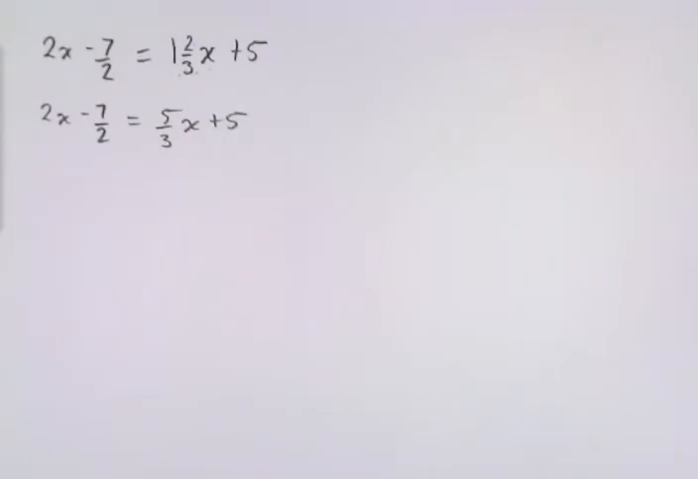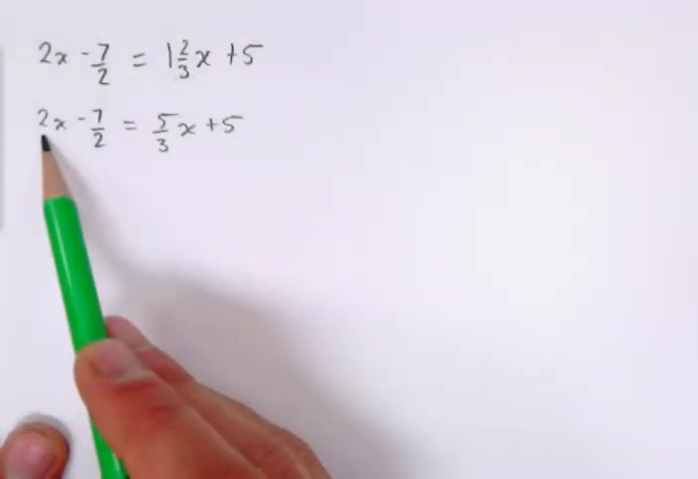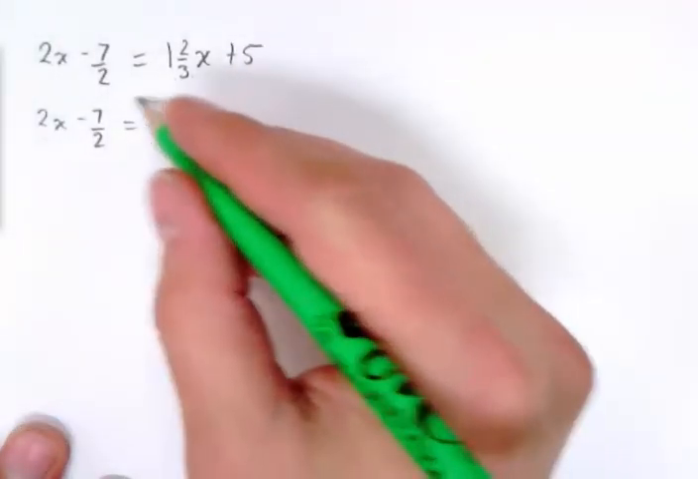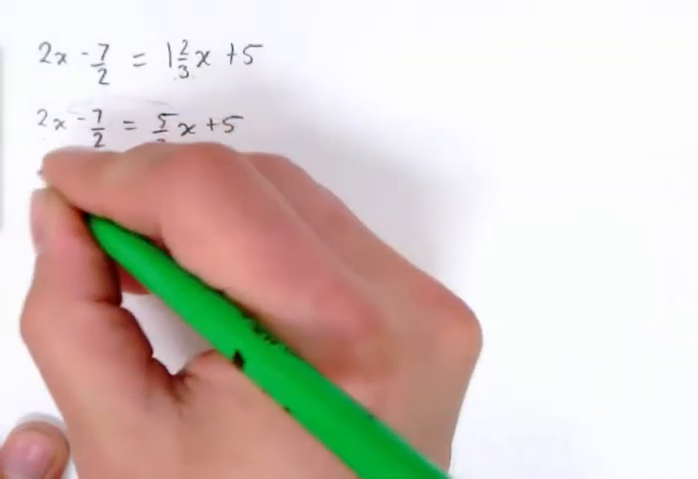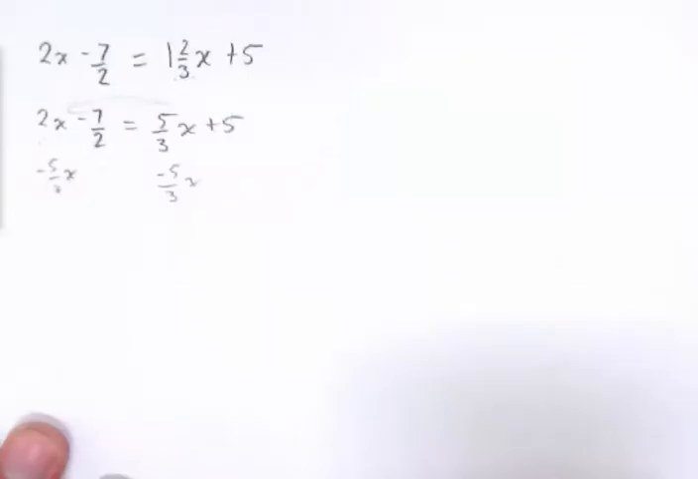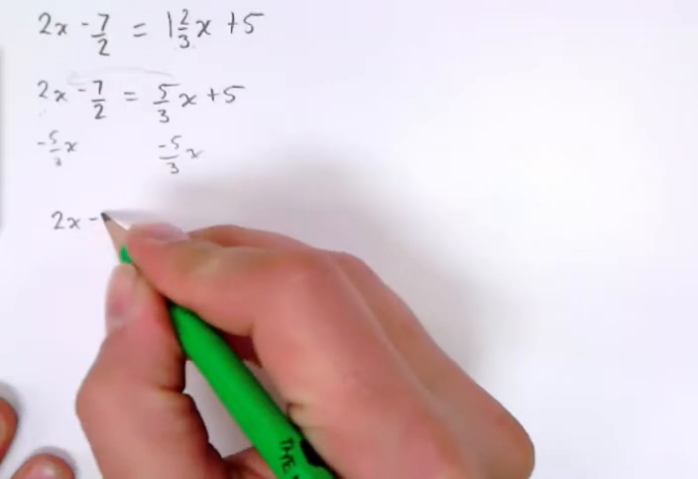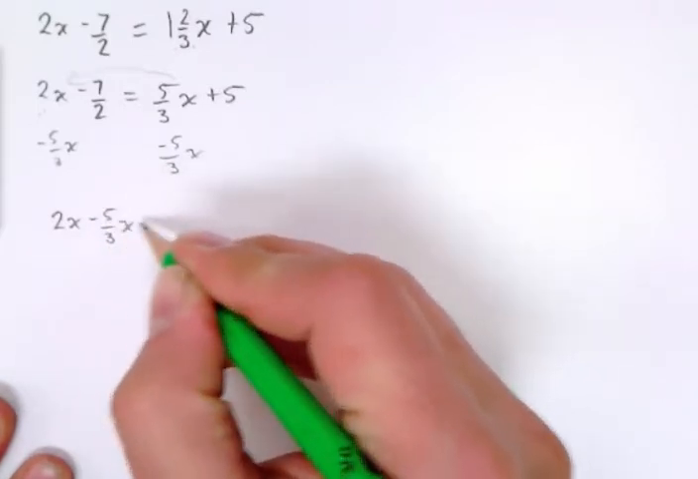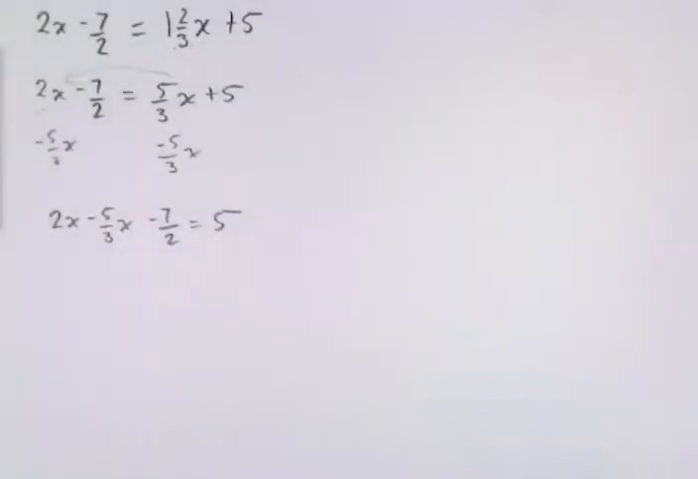Now my next step here is what I want to do is get all my x's on one side. And I'm going to put them on the side where the x's are the biggest. So 2 is bigger than 5 over 3 because 2 is technically 6 over 3. That's going to be bigger than 5 over 3. So I'm going to move this to that side. So I'm going to subtract both sides by 5 over 3x. What I'm going to be left with now is 2x minus 5 over 3x minus 7 over 2 is equal to 5. Okay?